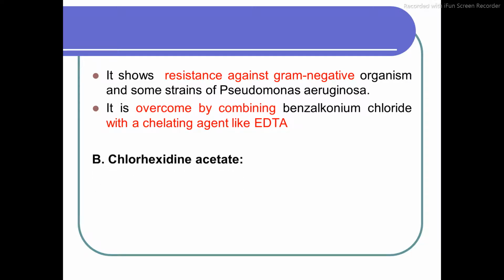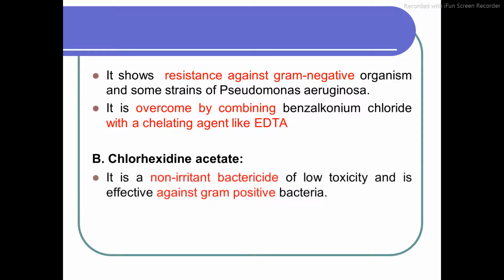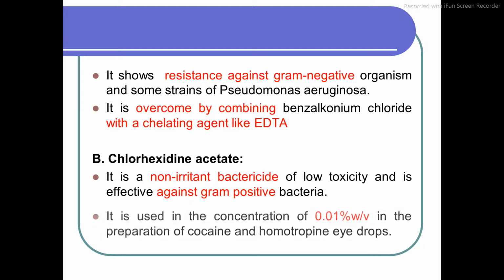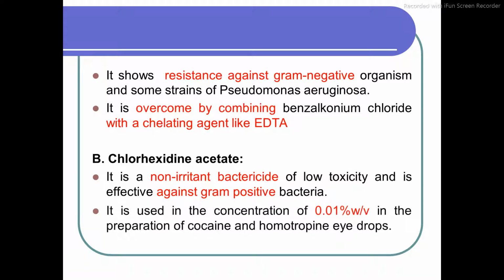Next group of preservative is chlorhexidine acetate. It is a non-irritant bactericide of low toxicity and is effective against gram-positive bacteria. It is used in a concentration of 0.01% weight by volume in preparation of cocaine and homatropine eye drops.